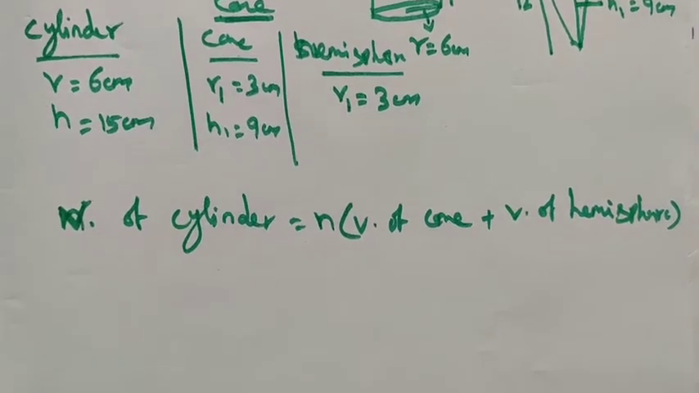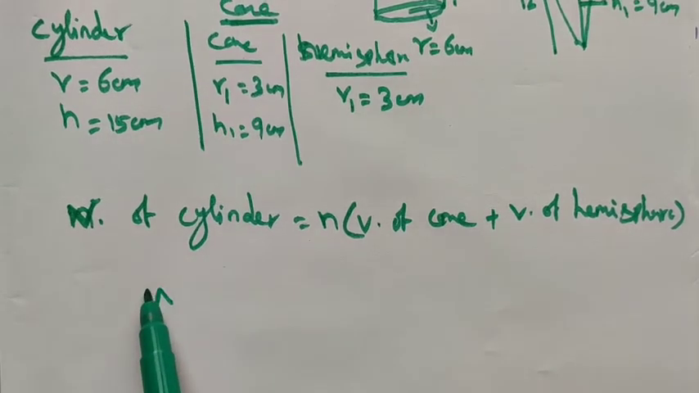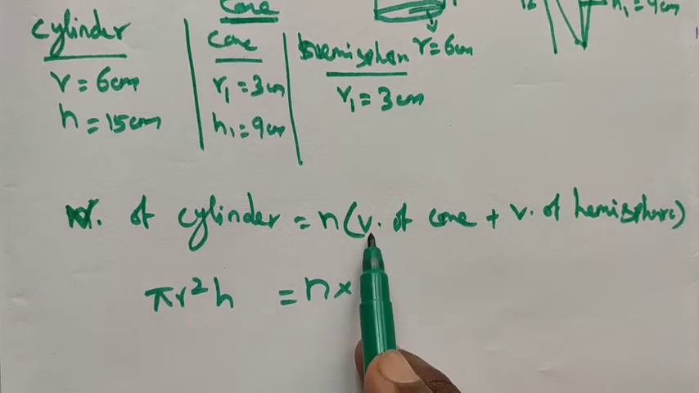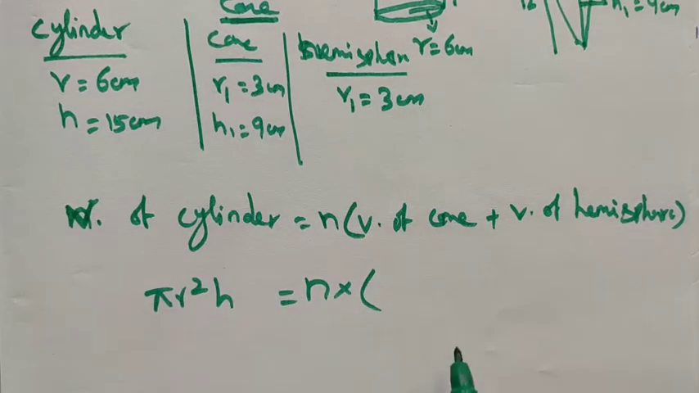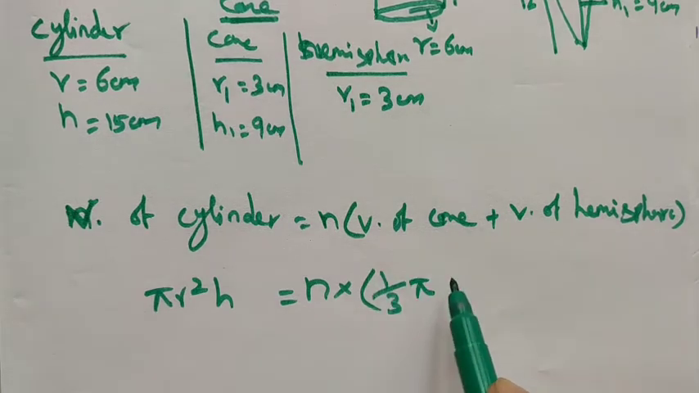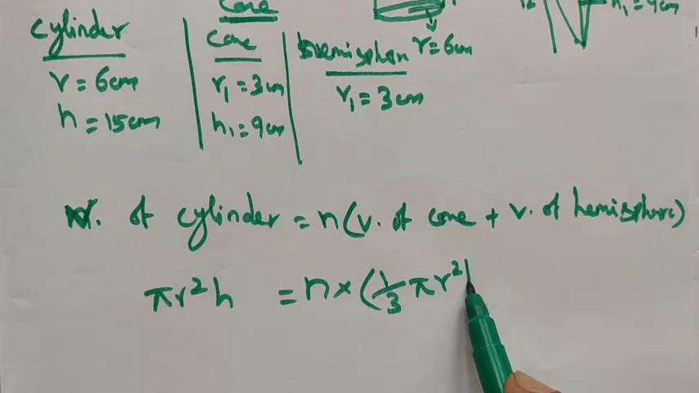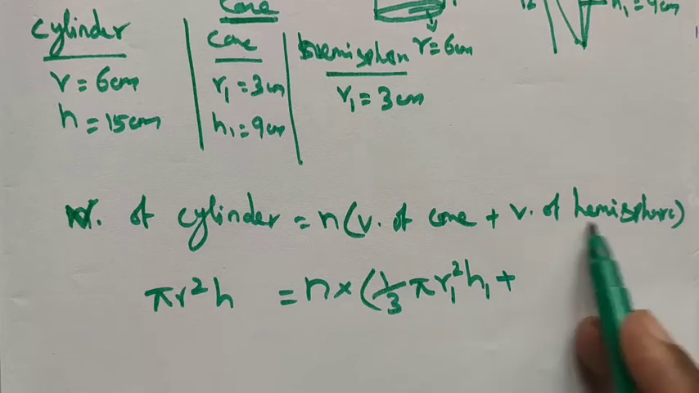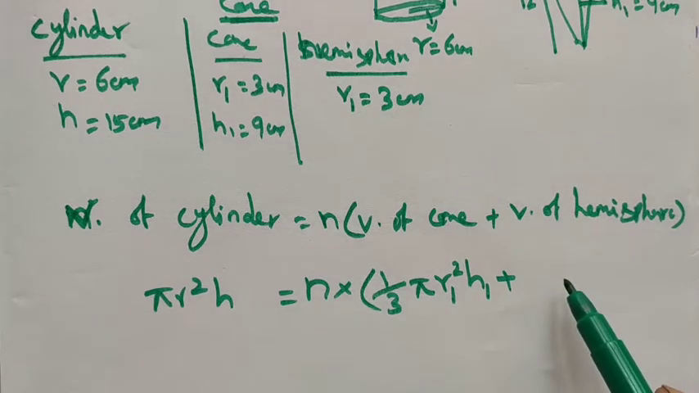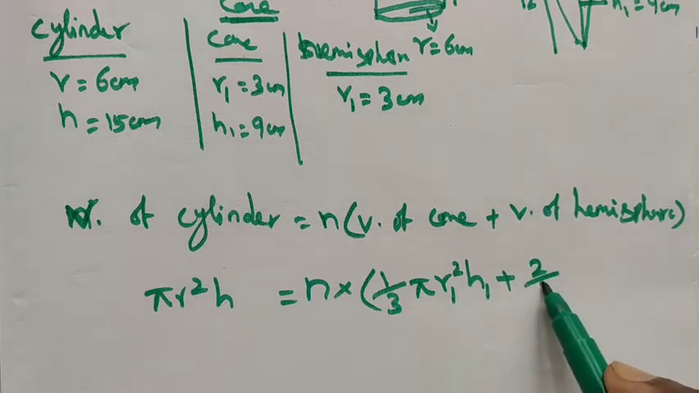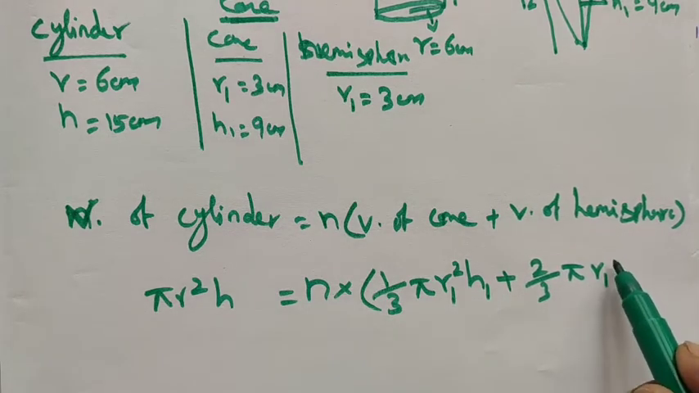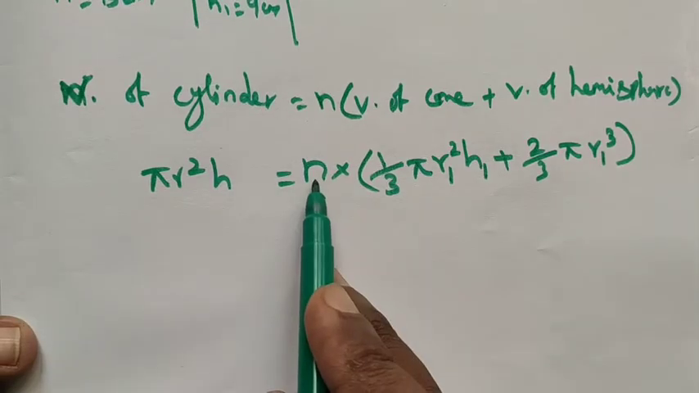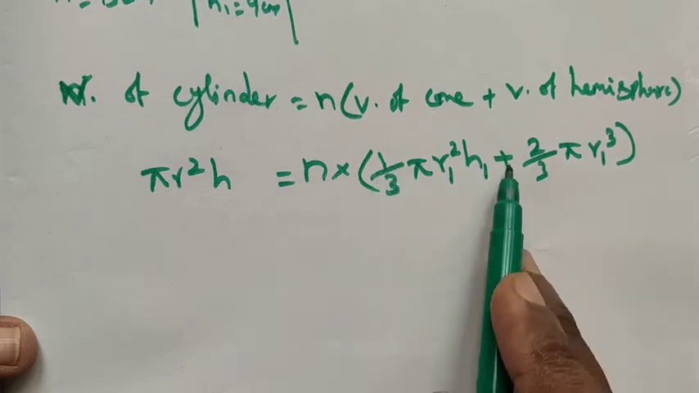We know the volume of the cylinder is pi r square h cubic unit, and here n into the volume of the cone, which is 1 by 3 pi r1 square h1, plus the volume of the hemisphere. The volume of a sphere is 4 by 3 pi r cube, so for the hemisphere it is 2 by 3 pi r1 cube. Here we want to find the number n, so I take n on one side and move the other terms to the other side.